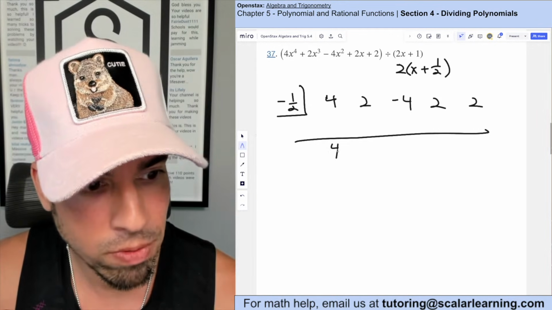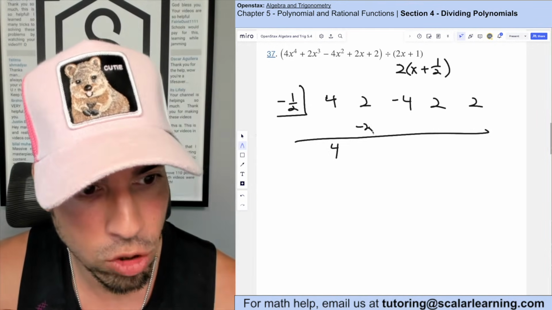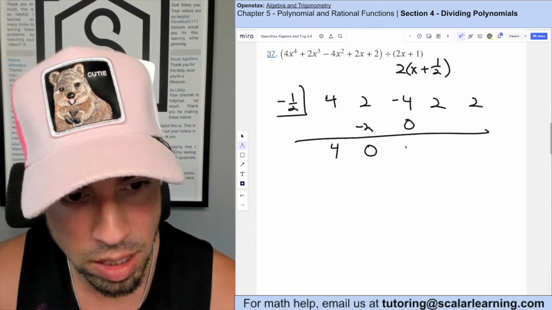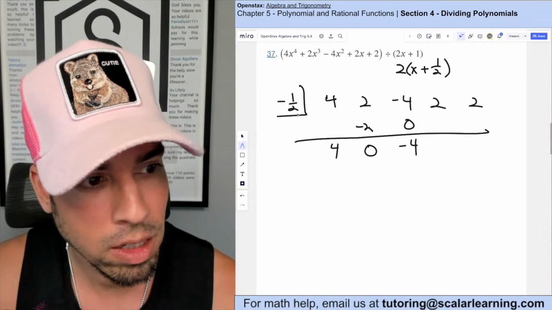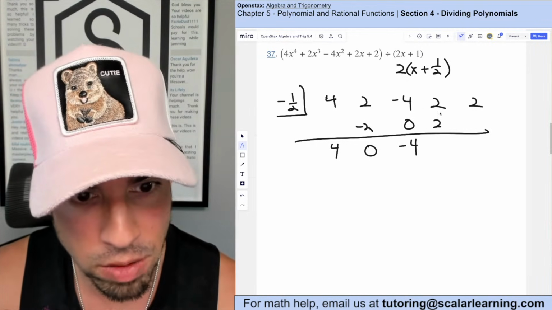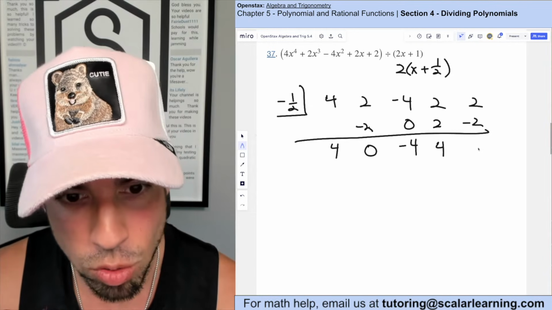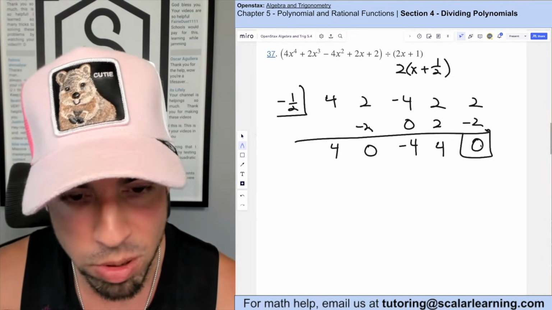So we're going to drop the 4. 4 times negative 1/2 is negative 2. Negative 2 plus 2 is 0. 0 times negative 1/2 is 0, plus negative 4 is negative 4. Negative 4 times negative 1/2 is positive 2, plus 2 is 4. 4 times negative 1/2 is negative 2, which means we have a remainder of 0, which is pretty nice.